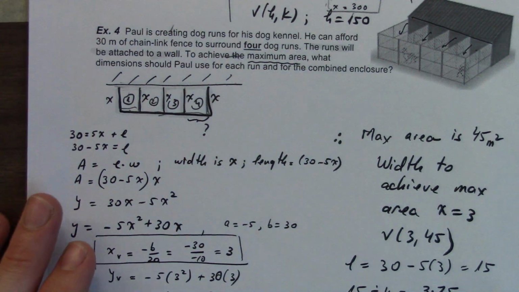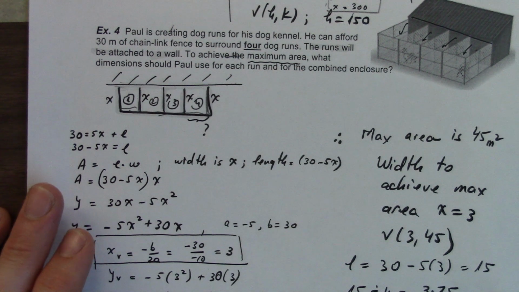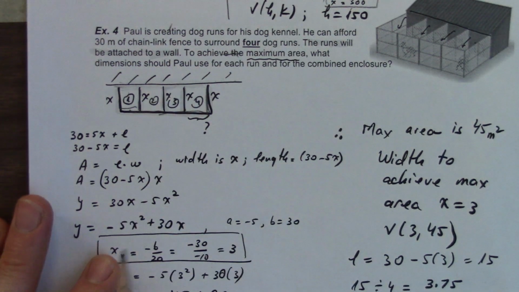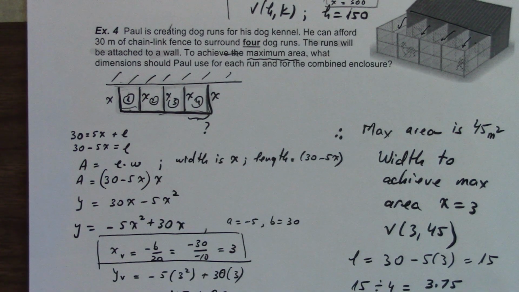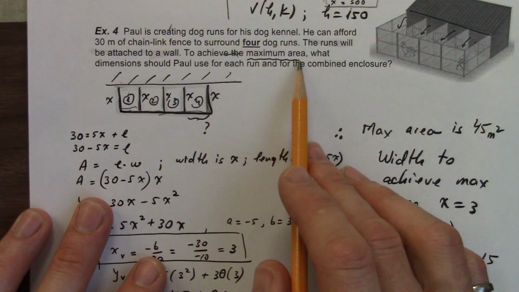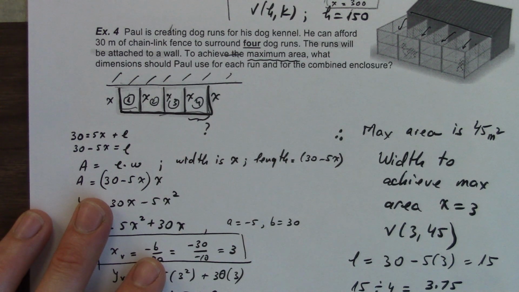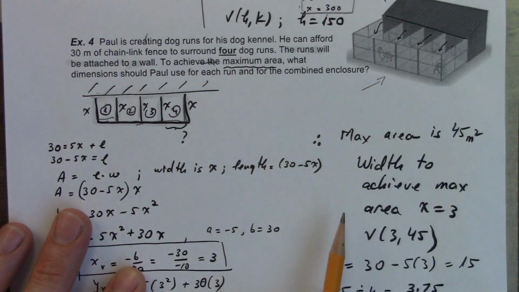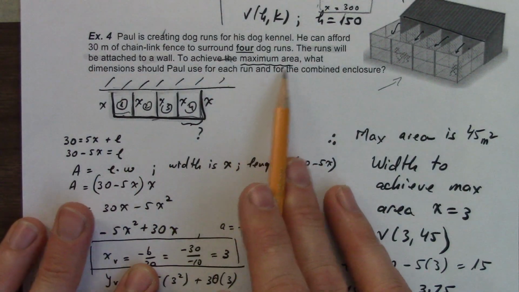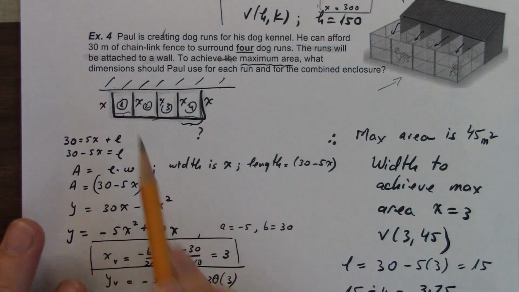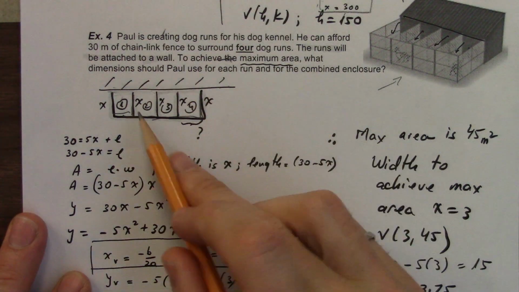He has a total amount of chain of 30 meters, and he wants to create 4 dog runs. So you can see you have to draw this out before you can make sense of this. Oh, you have a picture over here, so it helps you a little bit. They want to create a maximum area, so you might know that the maximum area of a rectangle is a square. But you don't need to know that to figure this out. You just need to be able to label this properly.